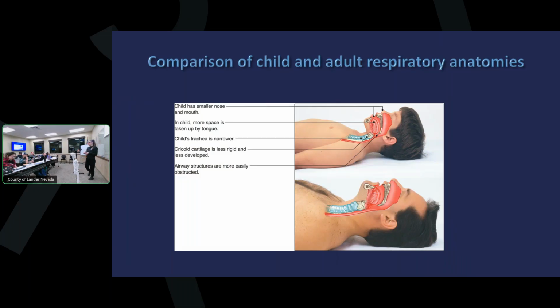If you're ever trying to bag a kid or an adult, but usually kids, and you just see their belly getting bigger and bigger, you need to readjust their head because something's pinched off where it doesn't need to be pinched off.